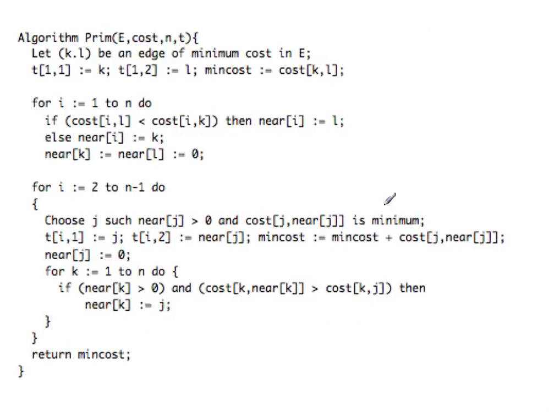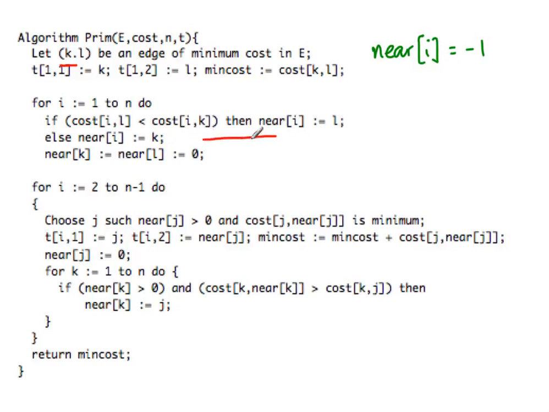So we should note that the algorithm that we have presented here is slightly different from the one given in the book. The main difference in the book is that this possibility that near of I is actually equal to -1, in case there is no edge from I to the tree, is not considered. What happens in the book is that, for instance, when you start with the edge KL, you first check whether the cost to L is less than the cost to K. If so, you set it to L. Otherwise, you blindly set it to K.